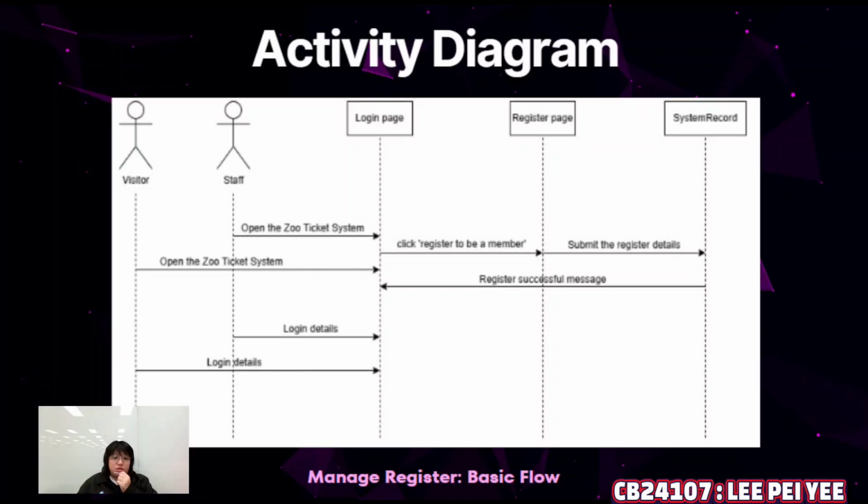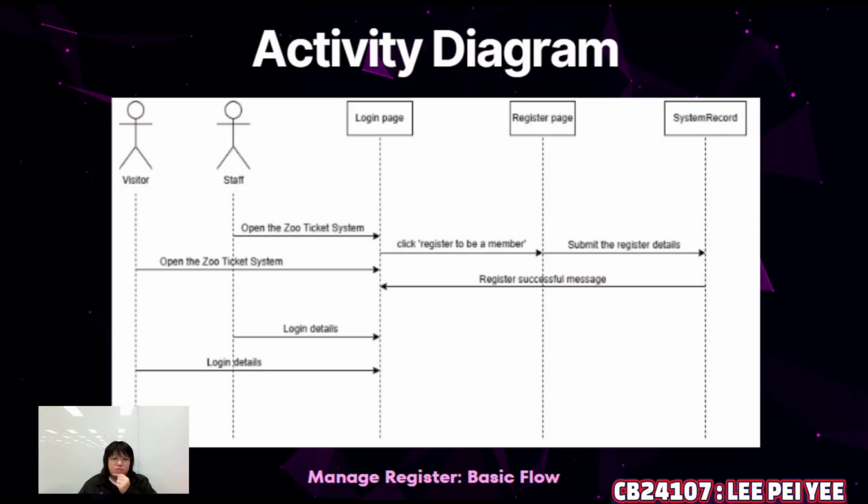The first activity diagram is manage register. For the basic flow, the visitor and staff open the Zoo ticket system. The visitor and staff will click register in the login page. The visitor and staff need to fill in their details on the registration page. After completion, the visitors and staff need to click submit and the system will return to the login page, and the visitor and staff will successfully register an account through the Zoo ticket system.